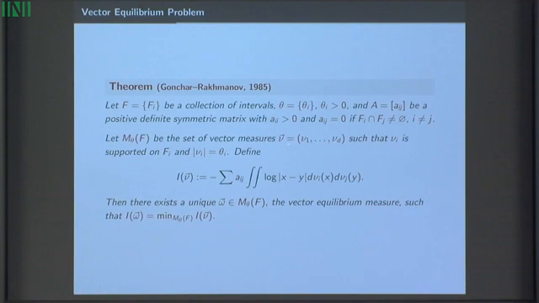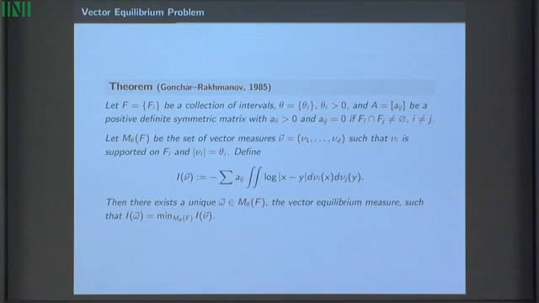Then consider the following class of vector measures. It consists of vector measures ν such that the ith component of the measure is supported on the ith interval and has mass θi. So we prescribe where the supports must be, and here we prescribe the masses. Then you look for the following minimal energy.